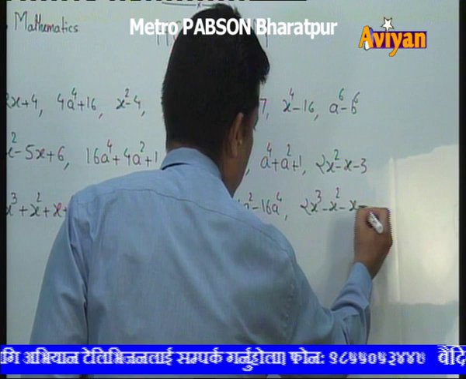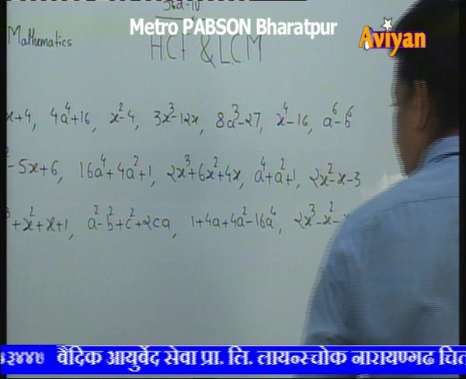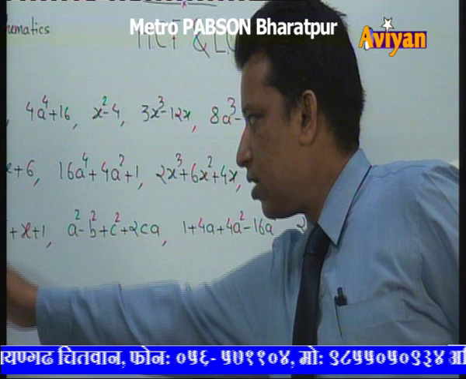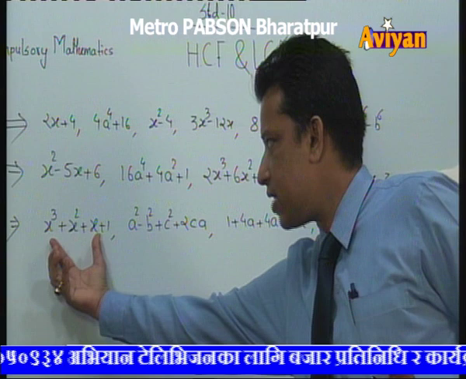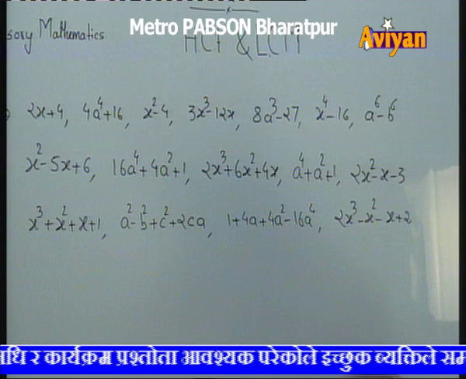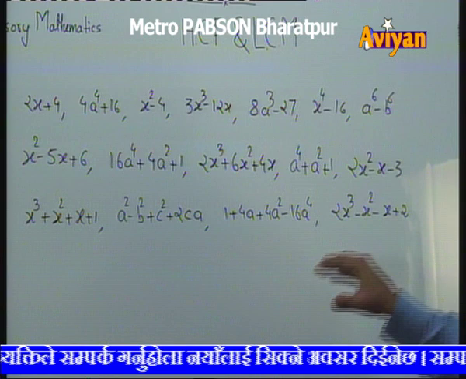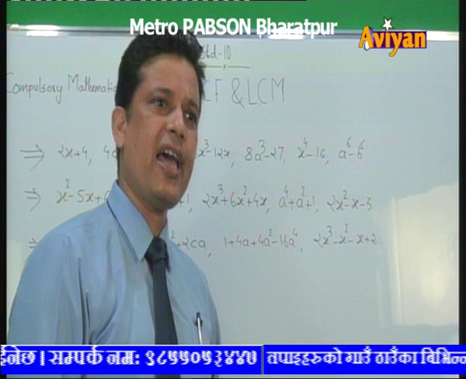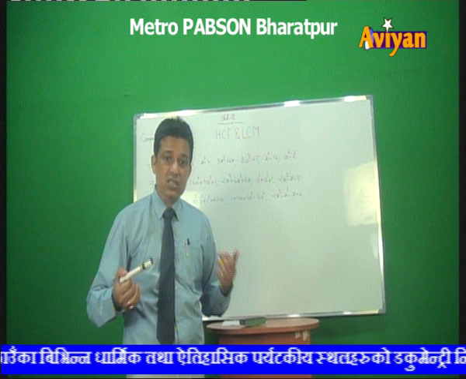So, here in the last example, dear students, you can see, let's count the terms: 1, 2, 3, 4. Four terms are here. So, these all four expressions, first, second, third, fourth, are having four terms in them. Some expressions may have five terms. Some expressions may have six terms. And we must learn those expressions as well.